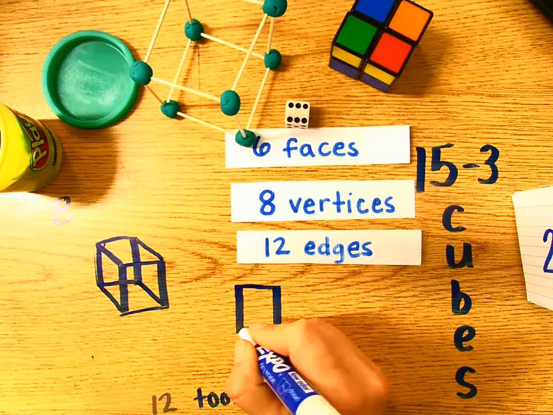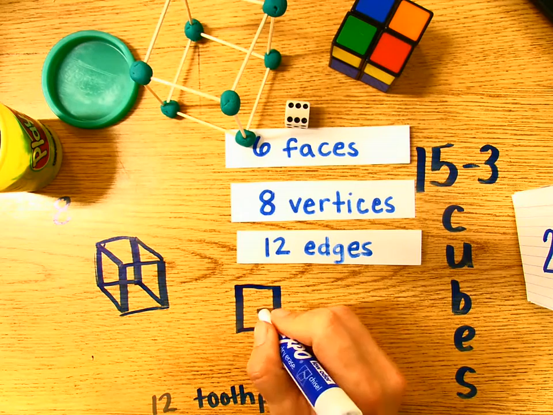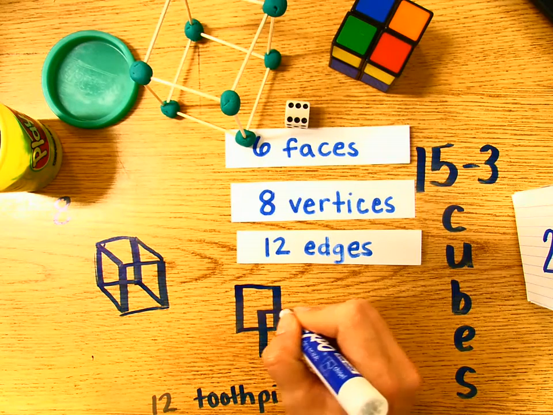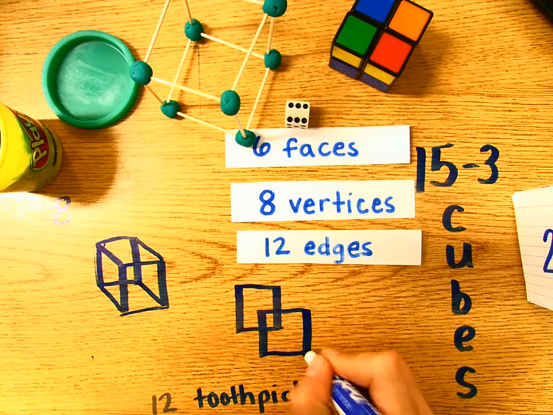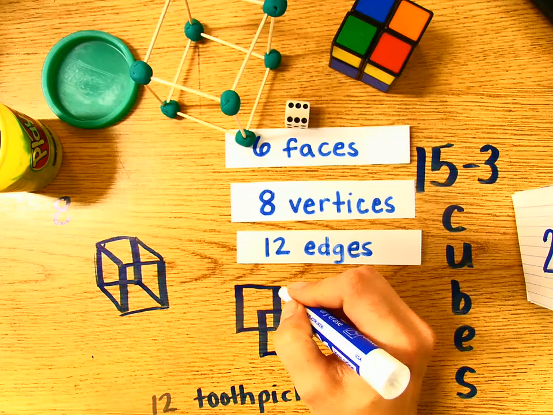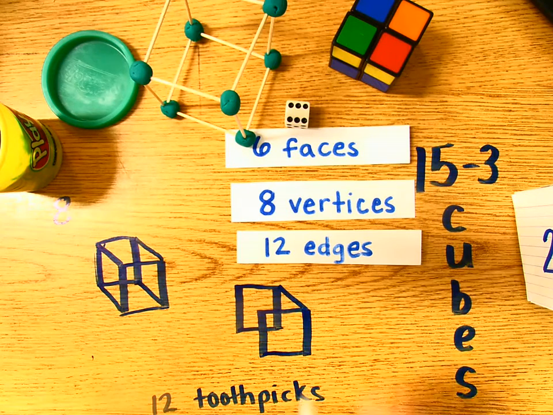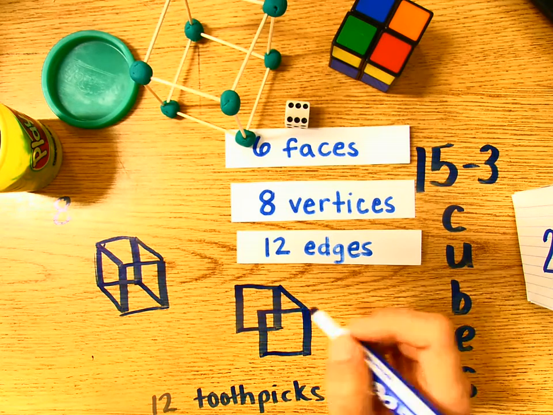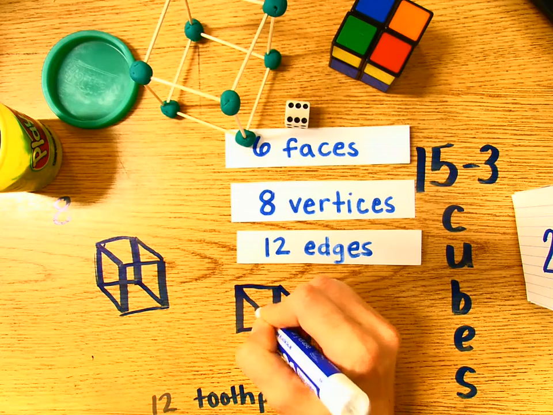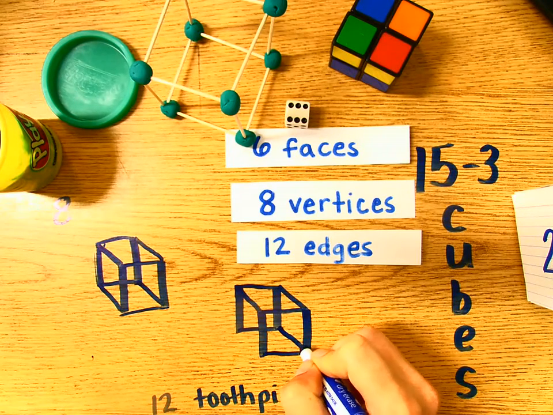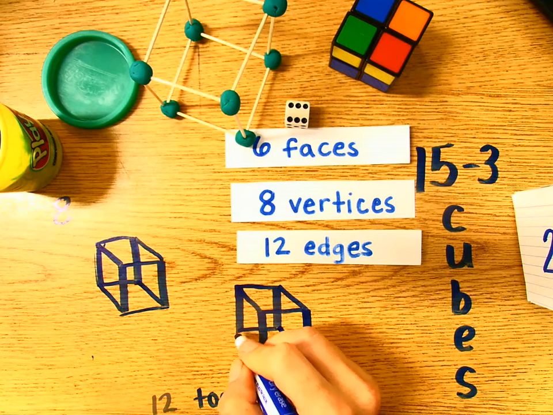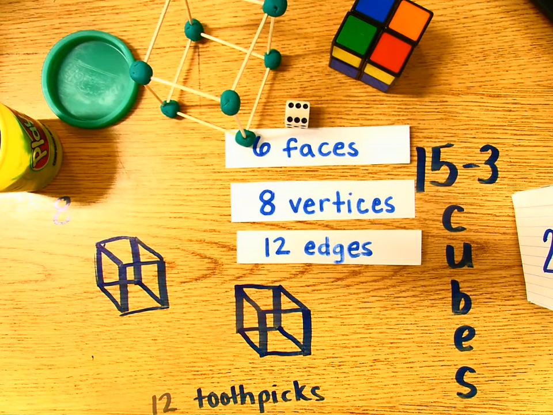So I do 2 squares, first one, and then in the corner, I'm making another little square here. I want to try to make them the same size as best I can. Now I'm going to connect the 2 right top corners, the 2 left top corners, the 2 left bottom corners, and the 2 right bottom corners.